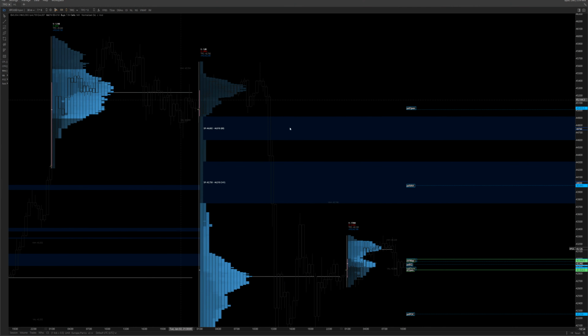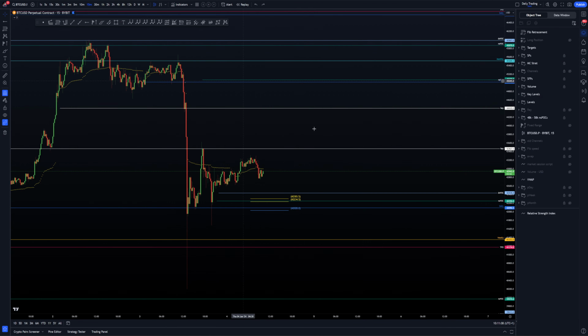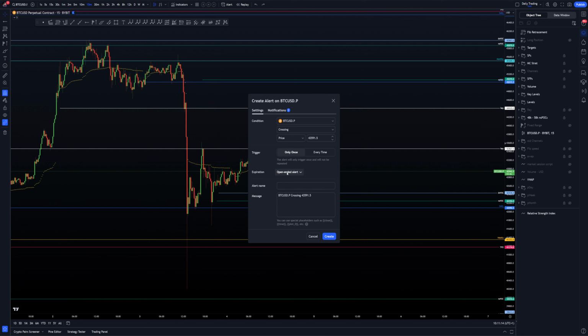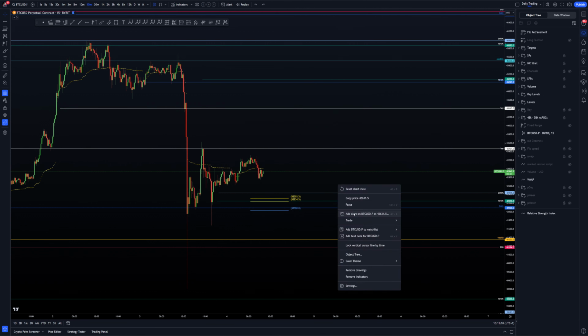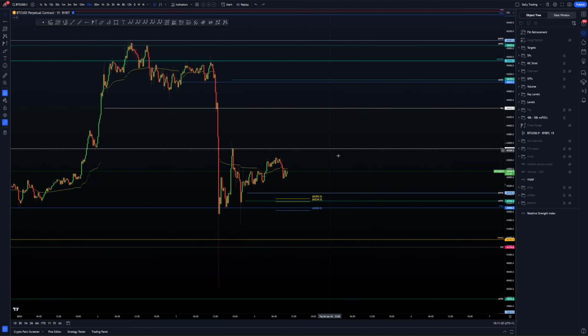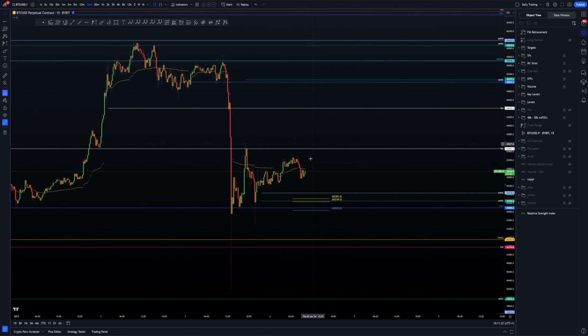But anyway, you can use the levels of the single prints, it's really up to you. Personally, I'm going to be aware of both. I'm going to set another here. Bam. When we take the lows here, so I know what we are doing.